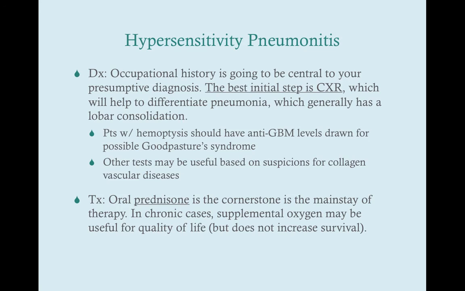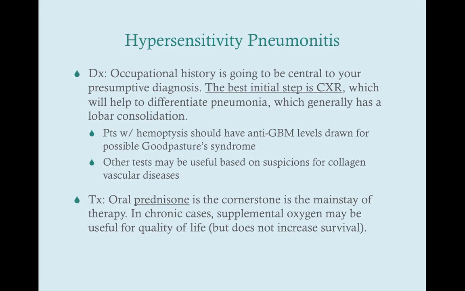So for diagnosis, the occupational history is going to be central. The best initial step is a chest x-ray, which is going to help you differentiate pneumonia, particularly if the patient has acute symptoms and they have fever and weight loss. And usually with pneumonia, you're going to have a lobar consolidation, whereas in hypersensitivity pneumonitis, you'll see a general inflammation. Now, you can see general inflammation in walking pneumonia, but again, it's going to be based on the patient's history and the patient's occupation. So, I mean, just by x-ray, you can't necessarily differentiate everything. You've got to go a little bit on your history.